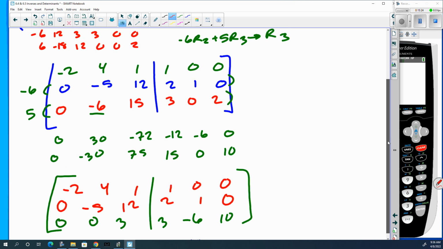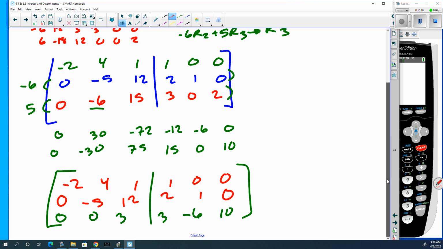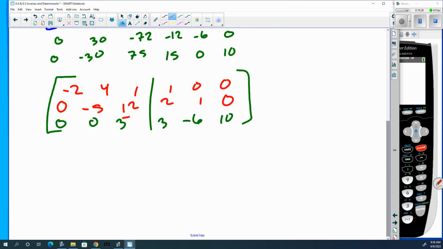Okay, now I'm going to go ahead and I want to get a 0 where the 12 is. So if I want to get a 0 where the 12 is, I can use my bottom row. And if I times that 3 by a -4, I would get a -12. And then I could add them together and get a 0 where that 12 is. So I'm going to go -4 times my bottom row. I'll add that answer to my middle row, and the result will be my new middle row.